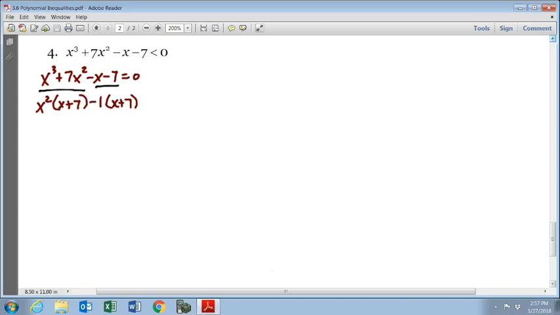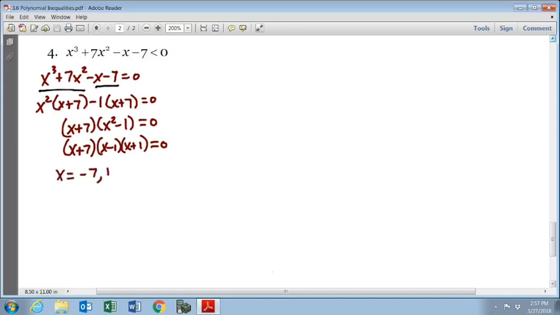And I'm going to need a negative 1 here. And so we're going to get x plus 7 times x squared minus 1 equals 0. And we've got a difference of squares there. Let's go ahead and factor that. So notice we're going to get 3 critical values: negative 7, 1, and negative 1. Now be careful when you put your numbers on the number line. They should always be in the right order.